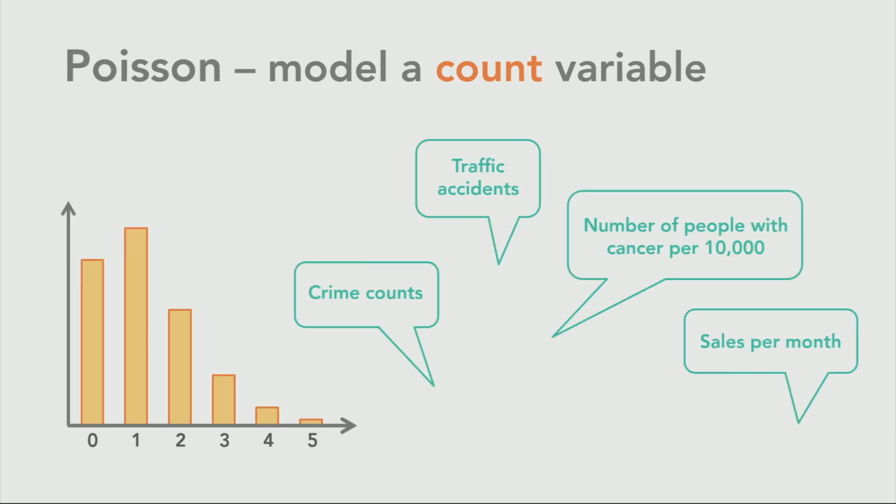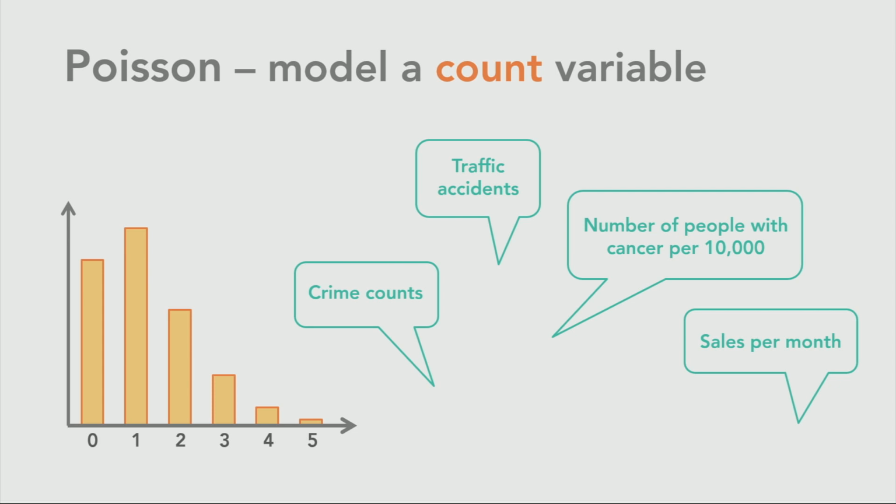And then we also have the Poisson model, and that's for modeling a count variable. These have to be positive numbers, and they have to be integers. They can't have decimals, so it's like crime counts. We can't have half a crime, right? Number of traffic accidents, number of sales per month. It can also be used for rates, like number of people with cancer per 10,000. It's a count per a certain amount, which is a rate, but it's still a count variable.